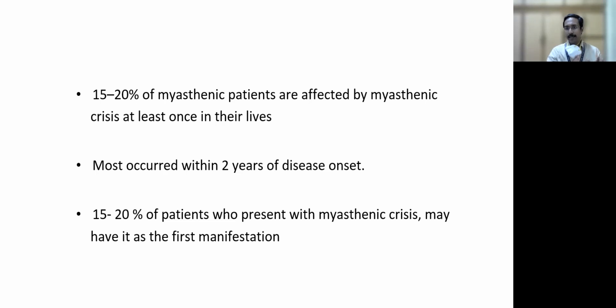It's much more common in the initial part of the diagnosis of the disease, when myasthenia gravis is diagnosed for the first time. The first 2 to 3 years is when crisis episodes are quite common. Subsequently, as the disease becomes more chronic, the chance of having a crisis is lesser. And sometimes it's important to know that crisis might be the first manifestation of myasthenia gravis. That's how they might be presenting to you for the first time.